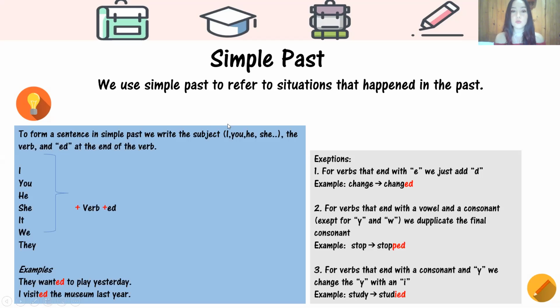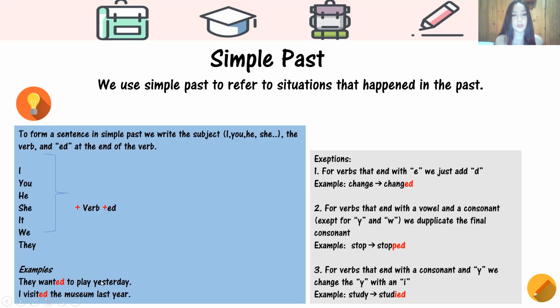First of all, we have to write the subject. So the subject is the first thing that we write. For example, I, you, he, she, and so on. Then we write the verb and then the ed at the end of this verb. Here we have the subjects: I, you, he, she, it, we, they. Now, what we do is that we add the verb and we add ed at the end of this verb. These are some examples of this.